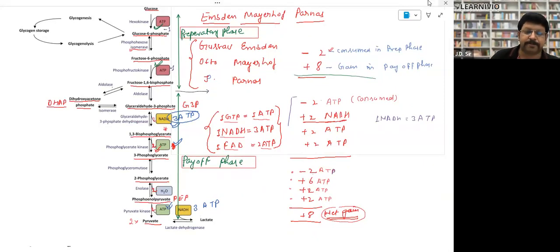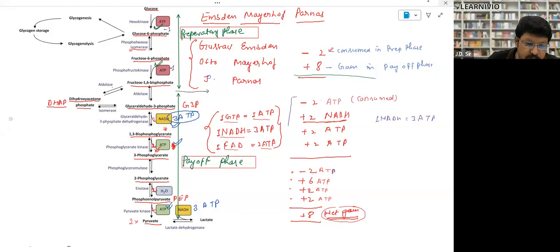Try to understand. Look, how much energy is consumed? Look, -1. So I have written -2 ATP are consumed. This one, -2. Now, how many NADH are produced? 2 NADH are produced. Again, plus 2 ATP. I have written over here 2 ATP. Again, plus 2 ATP here.